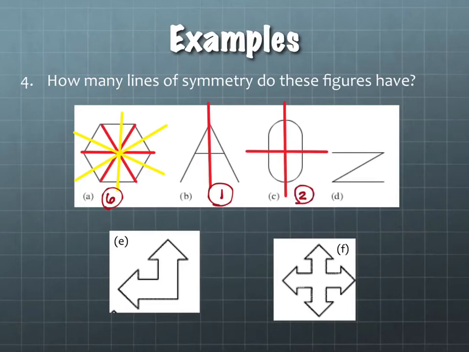How about the letter Z? Maybe seeing nods of no's. Yes, that's a 0. There are no lines of symmetry for that one.